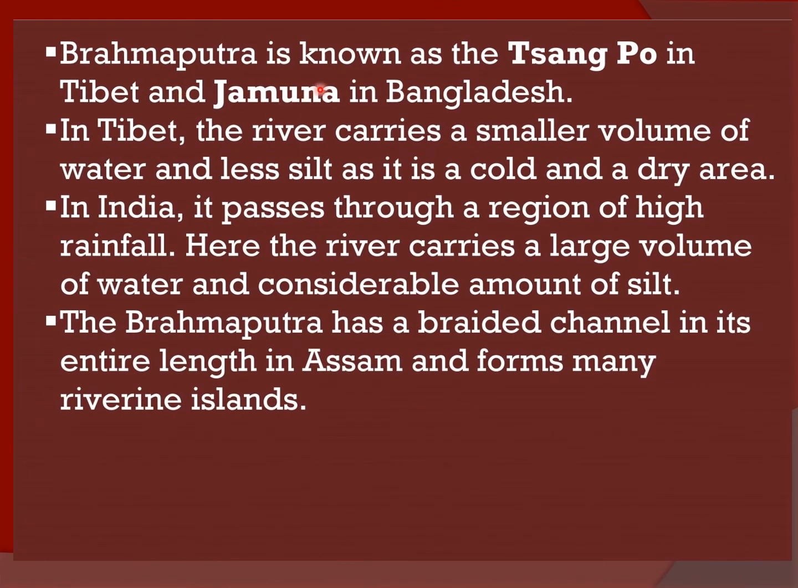The Brahmaputra has many different names. I already told you that it's known as the Dihang in Arunachal Pradesh. However, it has two other names, the Sangpo in Tibet and the Jamuna in Bangladesh. So the Sangpo River, which is what it is called in Tibet, carries a smaller volume of water and less silt. This is a cold and dry area, so this could probably explain why. However, once it enters India, it passes through a region of high rainfall, which gives it a lot of water and a lot of silt. The Brahmaputra forms many riverine islands in India.